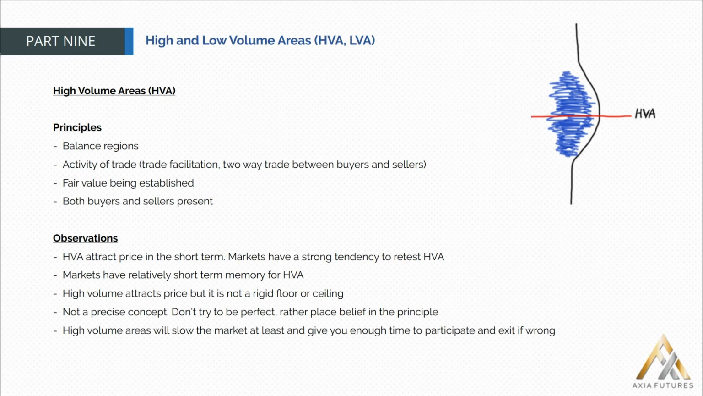Now, markets have a relatively short-term memory for high volume areas. In other words, they might not respect the high volume area when they come back and test it. In fact, they may actually go straight through it. Now, high volume attracts price, but it is not a rigid floor or ceiling. So what we mean by that is if a market moves away from fair value and then comes back to retest it, as it often does, it doesn't imply this high volume area is support or resistance, or that it will hold as a potential respective level. It is merely a reference point. It is a reference where buyers and sellers previously accepted prices as fair value.